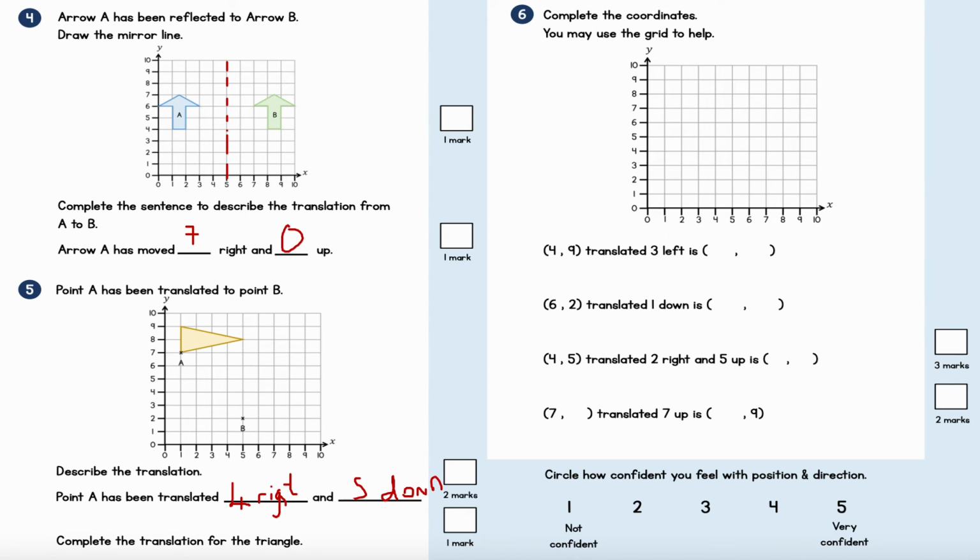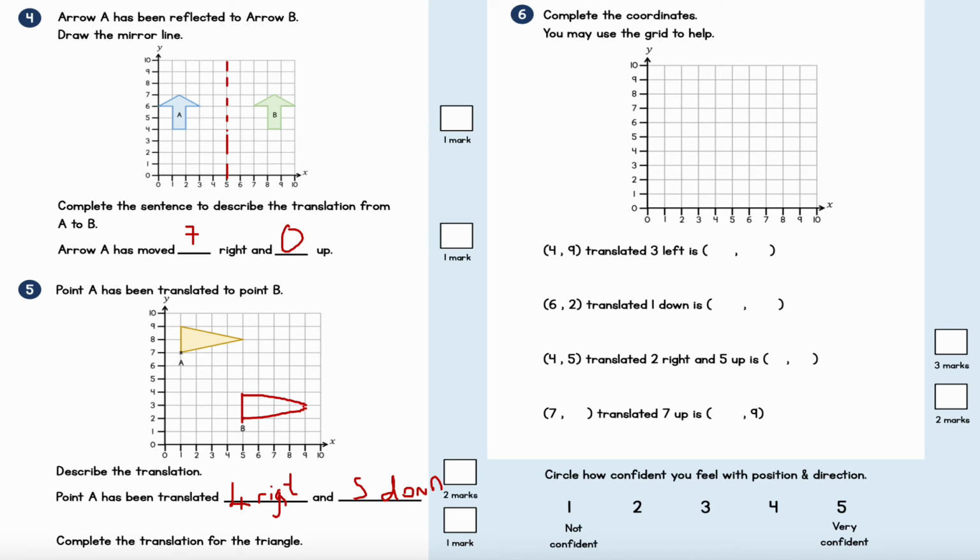It says complete the translation of the triangle. So the next one is going to be here, and then I'm going to go 1, 2, 3, 4. 1, 2, 3, 4, 5. So it's going to look like that. But make sure that you are using a ruler and a pencil, guys. Obviously, I'm doing it freehand here because it is a bit tricky. But make sure to use a ruler and a pencil for these diagrams.